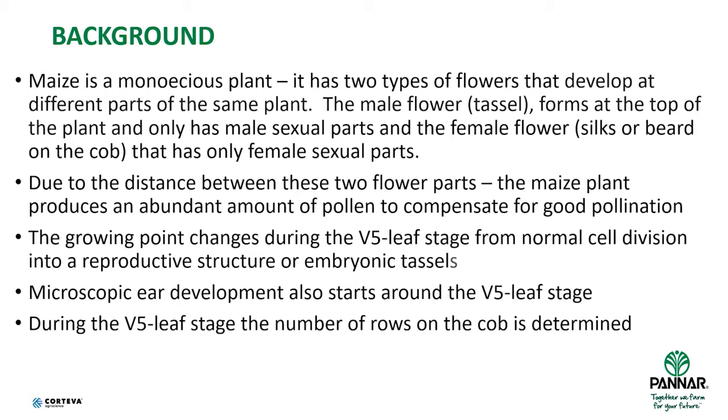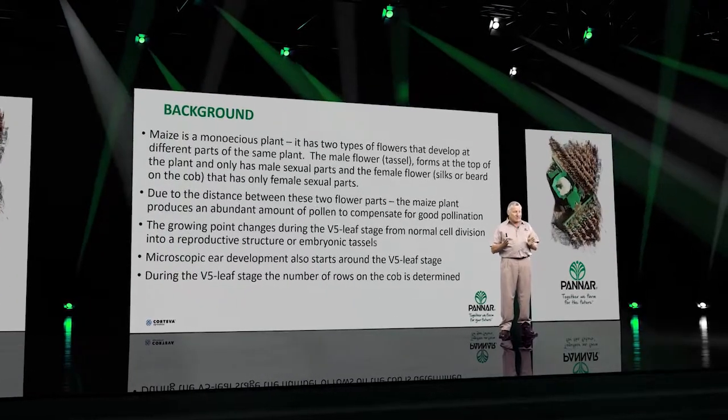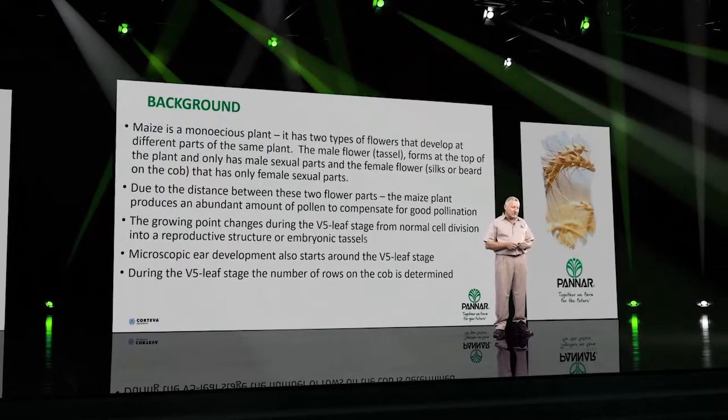So the growing point is basically on the soil surface at the 5-leaf stage. Microscopic ears also develop at that stage, and at the 5-leaf stage already the number of rows around the cob has been determined. So if you have any stress during the 5-leaf stage, in the end you will see it in the yield. Right, let's start with the background.